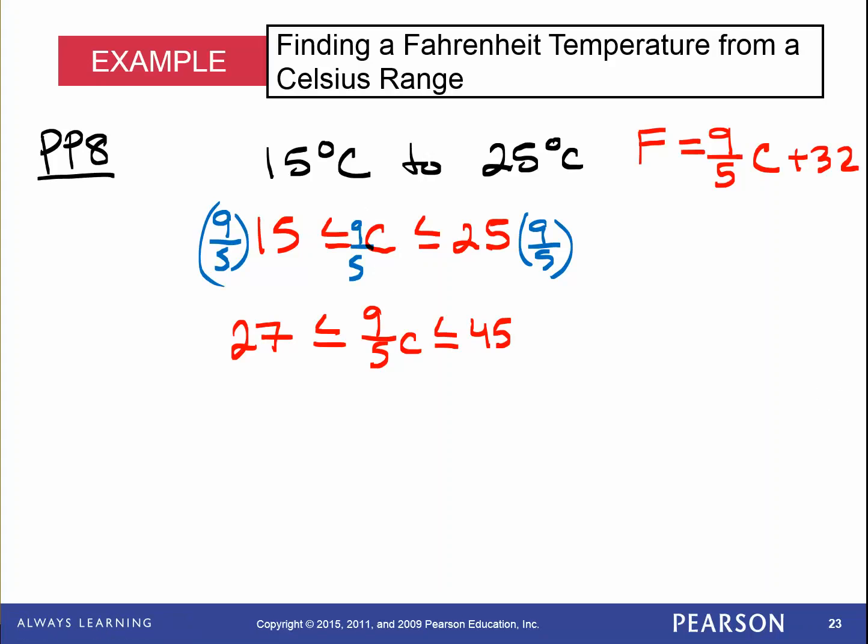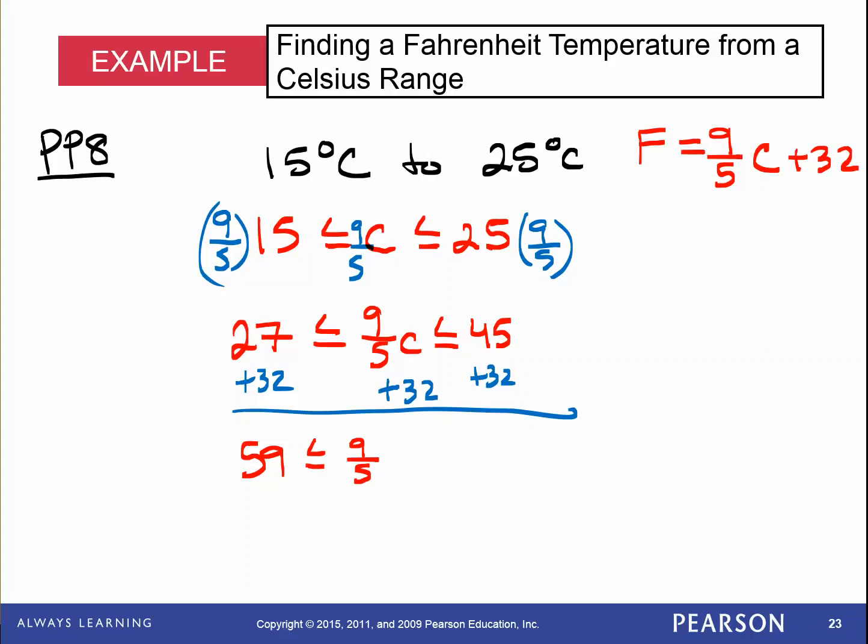Then we're going to add 32 everywhere. And now, aren't we in Fahrenheit scale now? So then I can say, oh, okay, now that's what I want. So in order for the Celsius scale to be between 15 and 25, the Fahrenheit scale has to be between 59 and 77. We good? That's kind of a good application of it. I thought that was a good example in the textbook here.